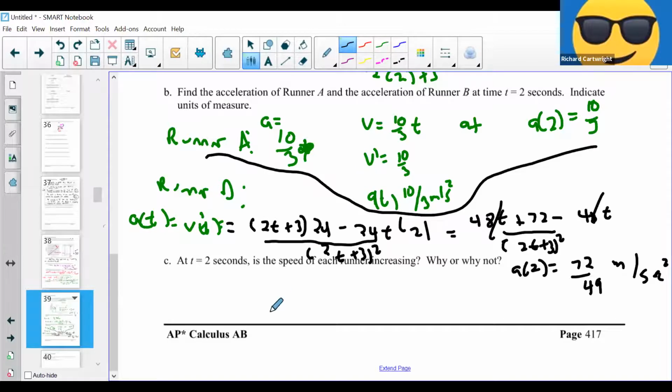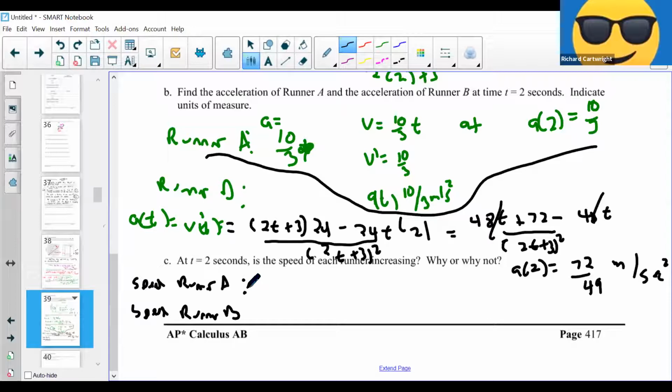All right, part C. At t is 2, is the speed of each runner increasing or decreasing? So we're going to do speed of runner A and speed of runner B. Maybe I don't have to write a whole lot. You can look at all the work we've done, but we do have to justify why or why not.